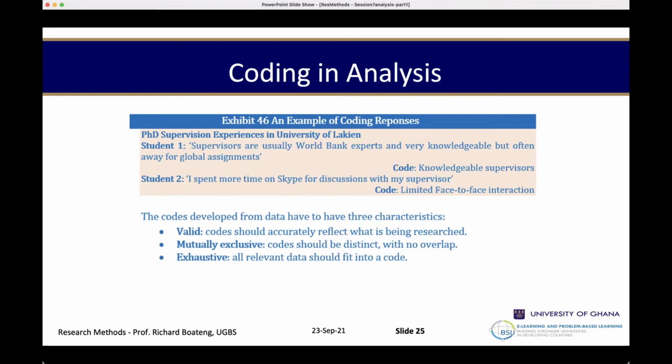Okay. So let's take it on. All codes have to have three characteristics. They are supposed to be valid. Codes should accurately reflect what is being researched. Number two, they should be mutually exclusive, which means that codes should be distinct with no overlap. That's what Joseph was trying to show here, that they are distinct on their own. And number three, they are exhaustive. The data should fit into the code. So if you look at it very carefully, the data is not trying to explain something else.